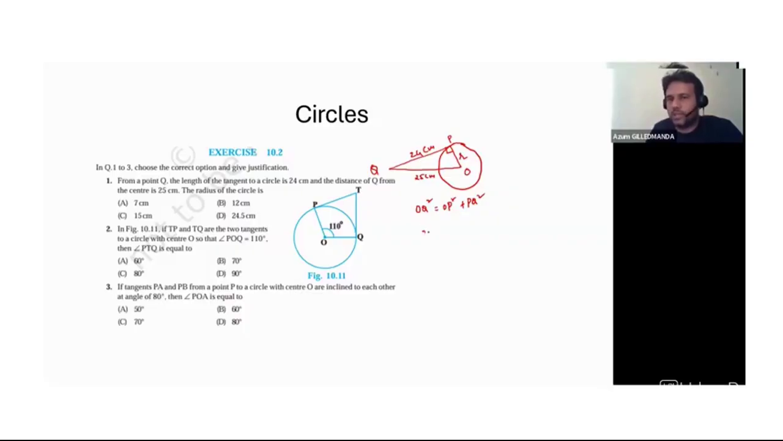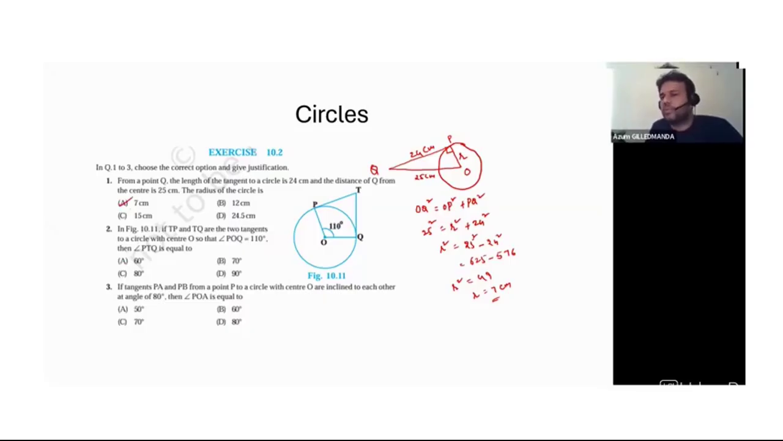Okay, so let's substitute the values. So 25 square equals R square plus 24 square. So R square becomes 25 square minus 24 square. So what is 25 square? 625, minus 24 square, which is 576. So I get 49. So R square is 49. So R is 7 centimeters. Okay, so that's how we got the radius.